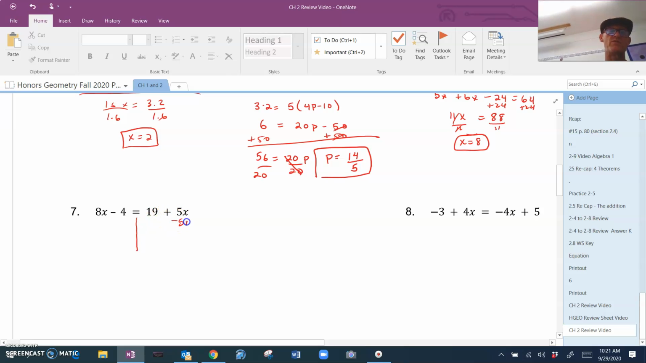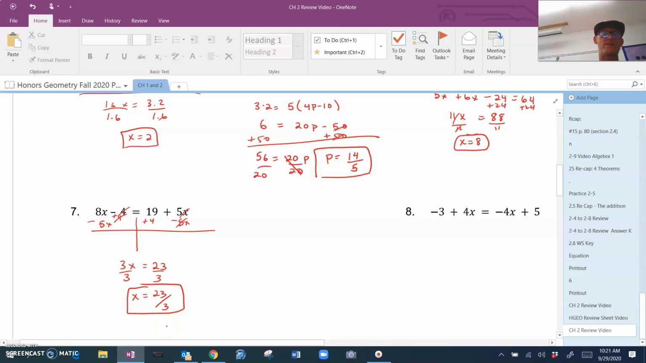7, variables on both sides of the equal sign. So you're going to get the 5x over, and then you're going to add the 4 and get that over. So you have 3x here, and you have 23 here, and you divide both sides by 3, and you get x equals 23 over 3. And that's the fact. Check.